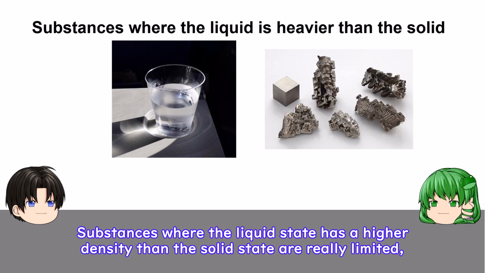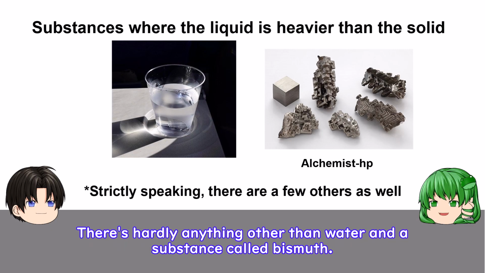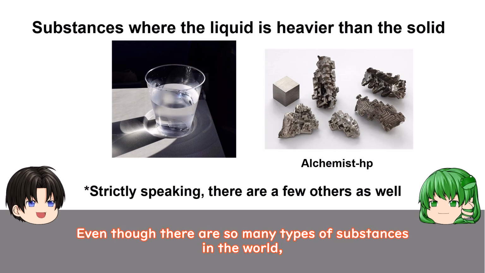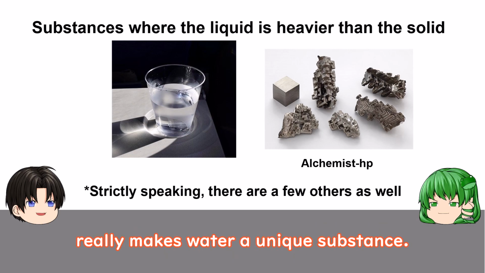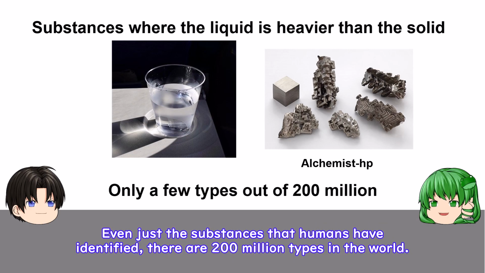Exactly. Substances where the liquid state has a higher density than the solid state are really limited. There's hardly anything other than water and a substance called bismuth. Even though there are so many types of substances in the world, the fact that there are only about two substances, water and another, that have a lower density in solid form than in liquid form, really makes water a unique substance. Even just the substances that humans have identified, there are 200 million types in the world.